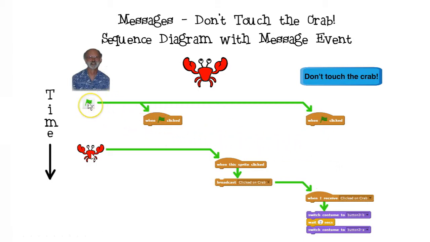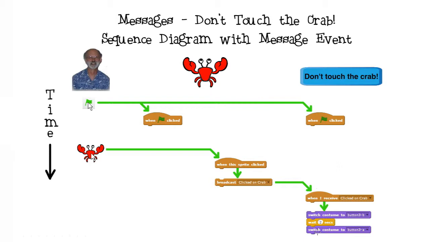When I click on the green flag, handlers initialize the sprites. A little later, I click on the crab. The crab's "when this sprite clicked" handler is called. It's going to broadcast a new message called clicked on crab. A new event handler in the button will catch that event, change its costume, wait 2 seconds, and return its costume back to gray.